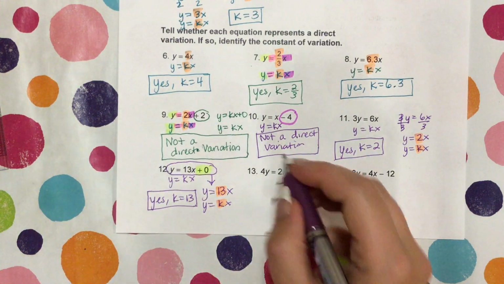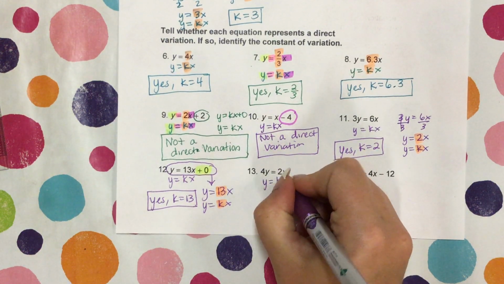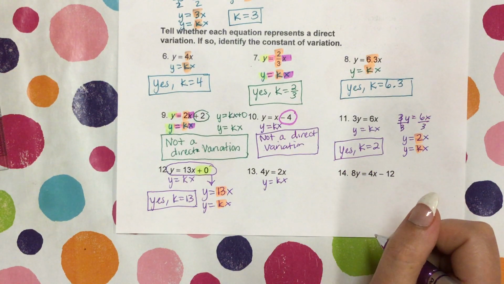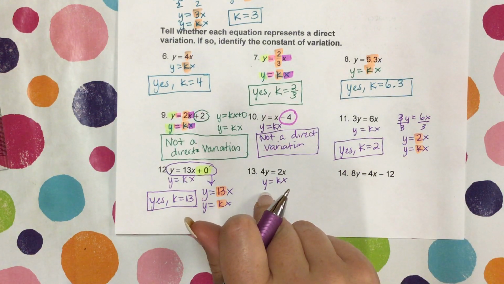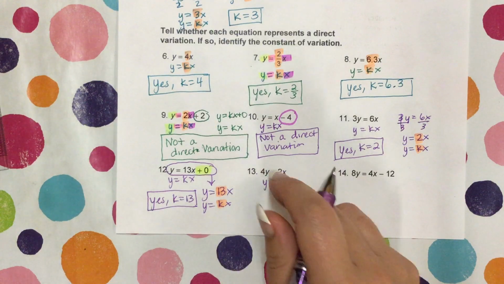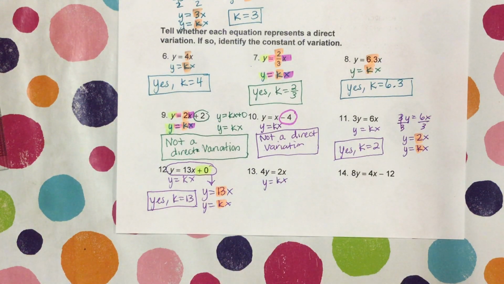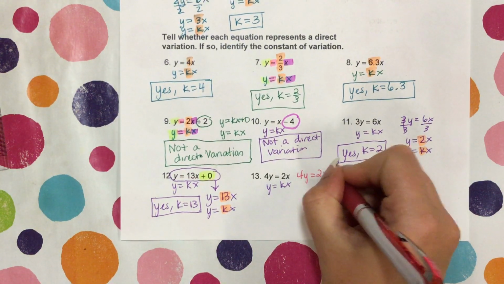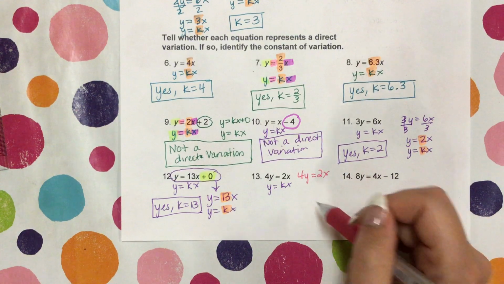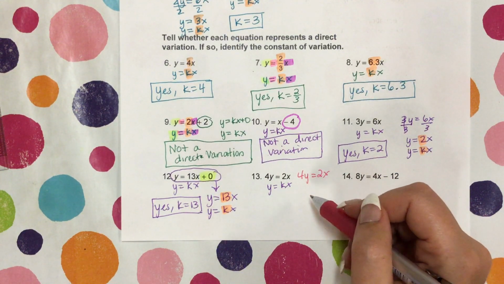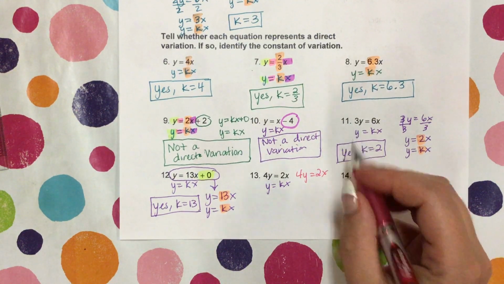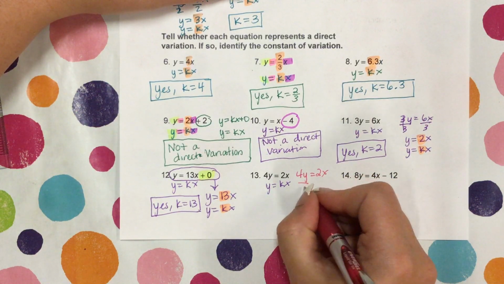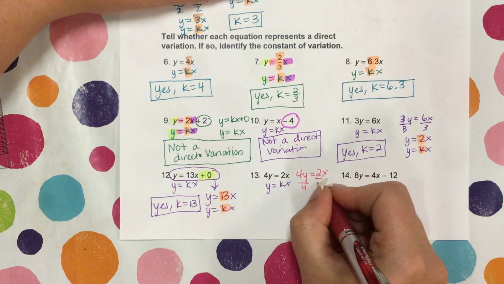Is problem 13 of the form y equals kx? Is y by itself? No, it is not. So we have to use our algebra skills and get y by itself. So what do we have? We have 4y equals 2x. We need to get y by itself. Right now it's being multiplied by 4, so we have to do the inverse operation of multiplication, which would be division. We have to divide both sides by 4.